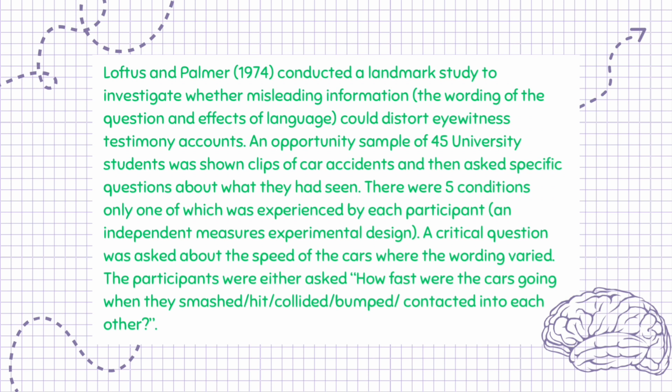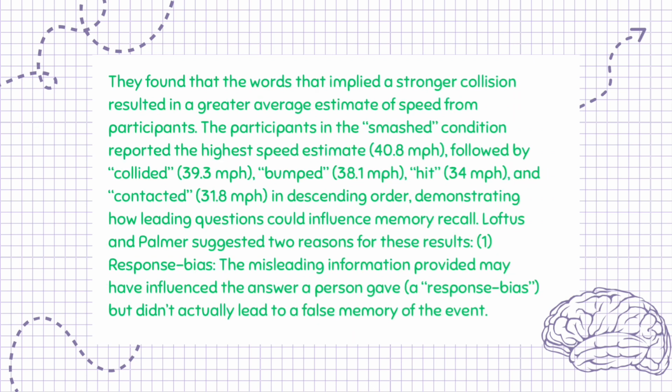The participants were either asked how fast were the cars going when they smashed, hit, collided, bumped, contacted into each other. They found that the words that implied a stronger collision resulted in a greater average estimate of speed from participants. The participants in the smashed condition reported the highest speed estimate, 40.8 miles per hour, followed by collided, 39.3 miles per hour, bumped, 38.1 miles per hour, hit, 34 miles per hour, and contacted, 31.8 miles per hour, in descending order, demonstrating how leading questions could influence memory recall.